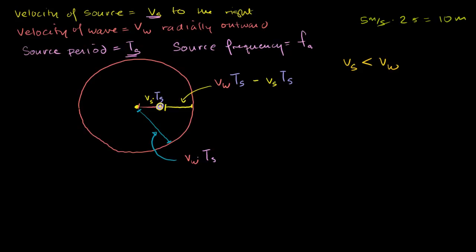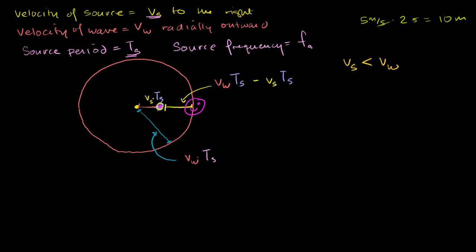So let me ask you a question. If you're the observer, sitting right over there, and you've just had that first crest pass you by at that exact moment, how long are you going to have to wait for the next crest? How long until the one this guy is emitting right now is going to pass you by? Well, it's going to have to cover this distance. Let me write this down. So the question I'm asking is, what is the period from the point of view of this observer, right in the direction of the movement of the source?